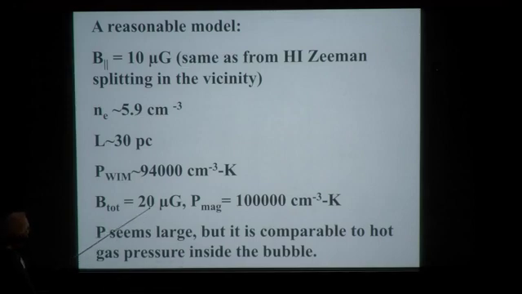The total magnetic field, of course, is twice that, which is about 20. The magnetic field pressure is comparable to the WIM pressure. And that's the other large supernova that's near to us. Okay, that's it.